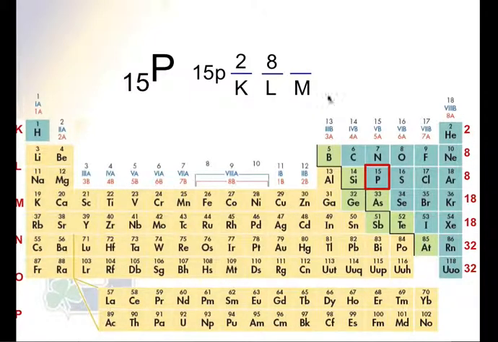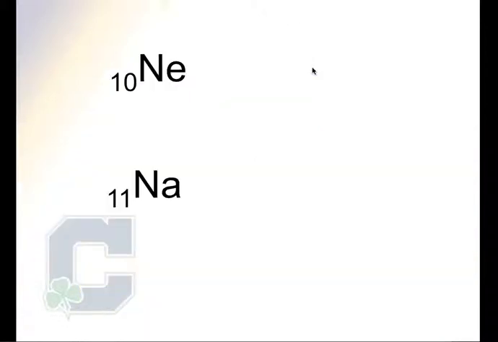Now to figure out what M would be, I just count over. Okay, so K, L, M, 1, 2, 3, 4, and 5. There you go. So KLM structure for P would be 2, 8, 5. Okay. Give neon and sodium a try. See if you can figure them out real quick. I'll give you a second to do that. You may want to pause before I hit the button here.